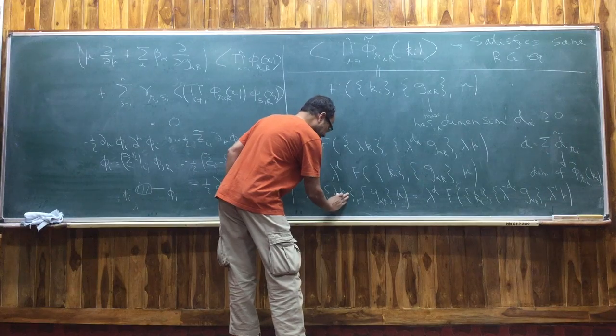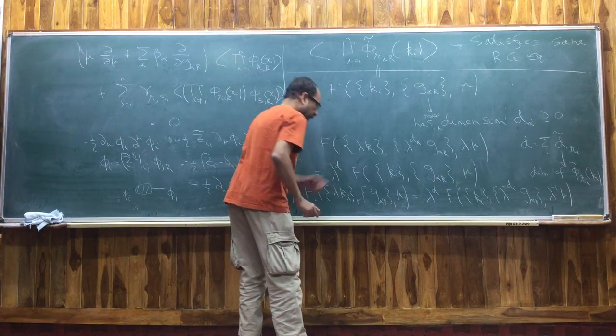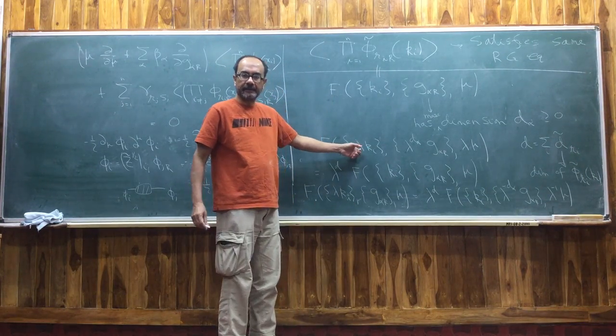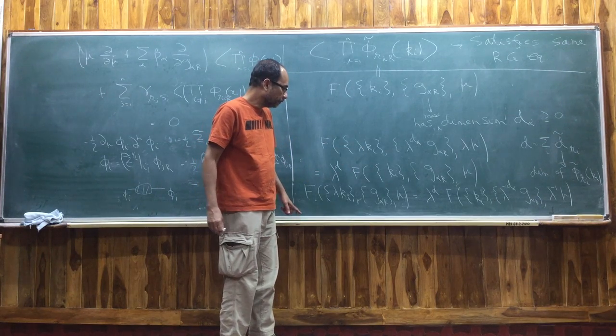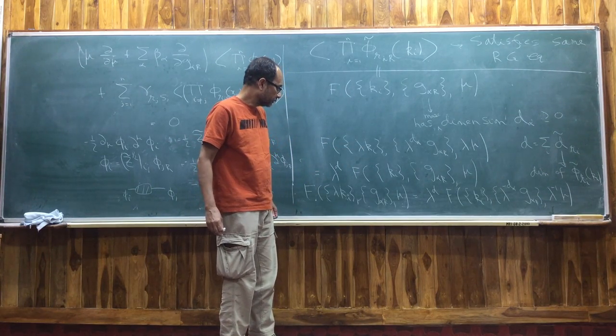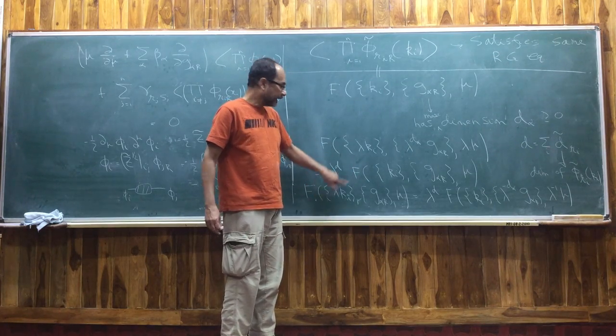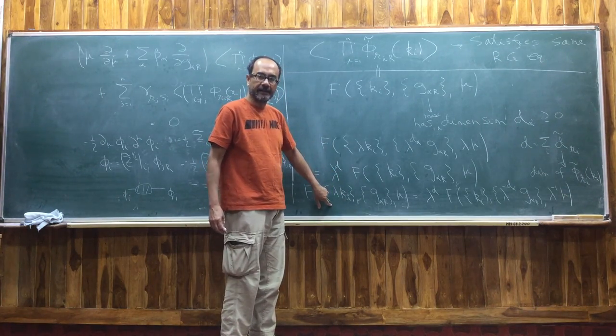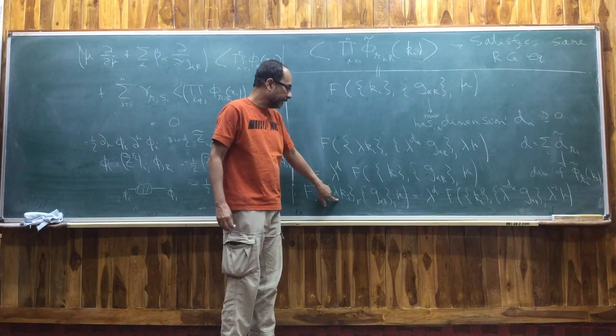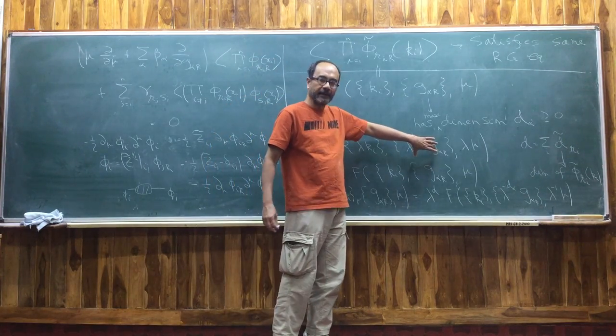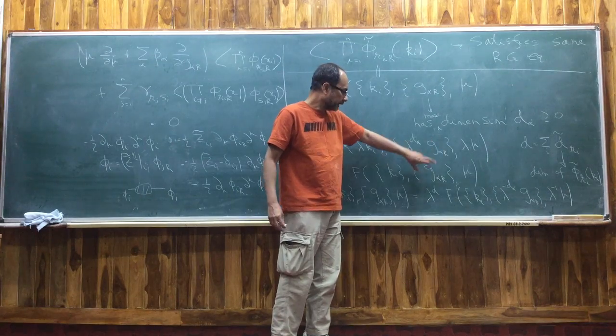So basically, I am saying that multiply each external momentum by lambda. K is not changing, because K, I am not relabeling. So Ki, I have kept as Ki. These I am relabeling. These I am calling g alpha.